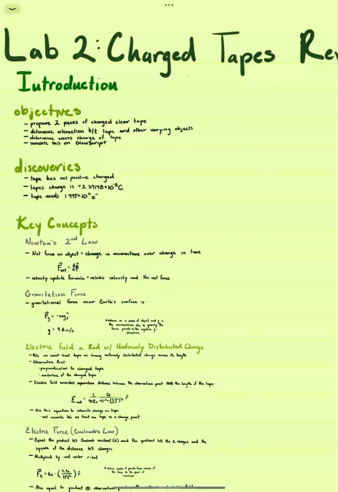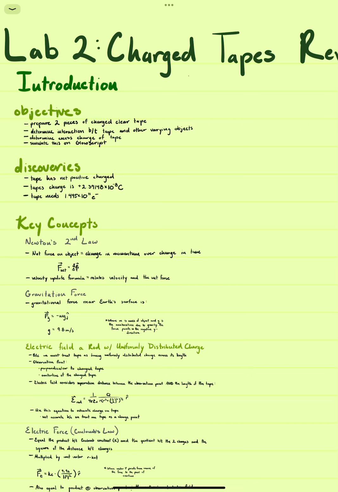Charge tape revisited. In this experiment, the analysis of two pieces of charge tape from lab 1 is redone to consider the charge of the tape as being uniformly distributed over the tape plane. The charge of the tapes can be determined using VPython to model the interactions of two charge tapes with uniform charge distribution. A summary of the result from this experiment is shown, with the charge of the tape being positive and equaling 2.39 times 10 to the negative 8 coulomb.